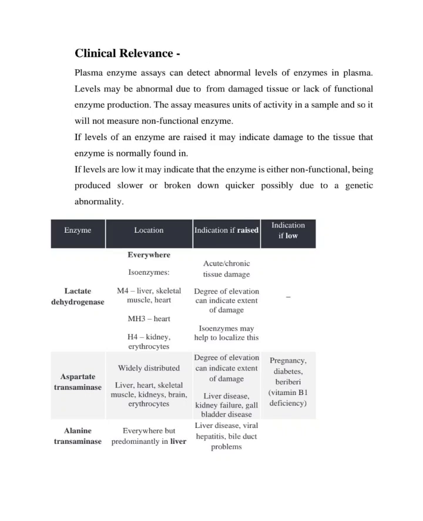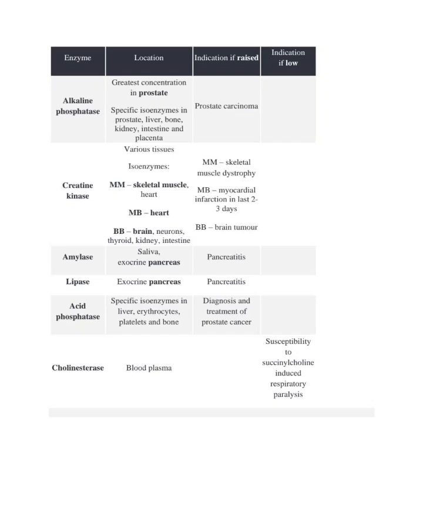If the enzyme is alanine transaminase, it is widely distributed but predominantly in liver. And the indication if it is raised is liver disease, viral hepatitis, bile duct problem. If the enzyme is alkaline phosphatase, location is found in greatest concentration in prostate.